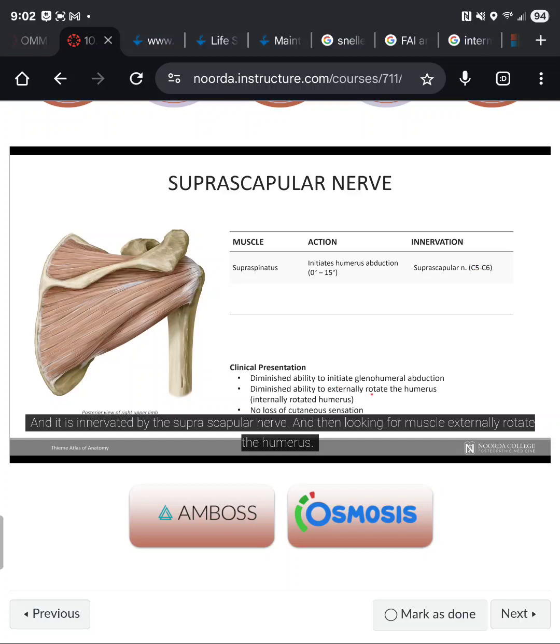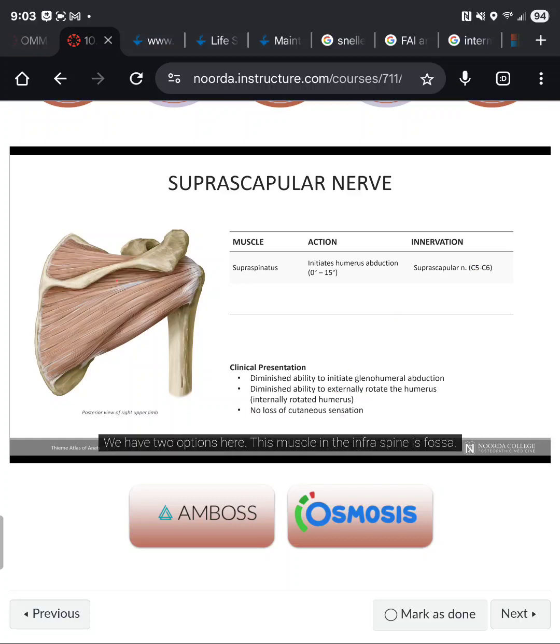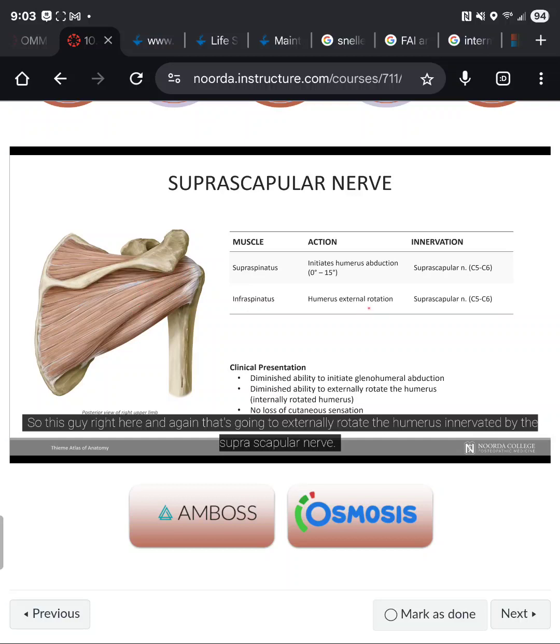And then looking for a muscle that would externally rotate the humerus, we have two options here. This muscle in the infraspinous fossa, if it was to shorten, it would externally rotate the humerus. Same with this smaller, more round muscle that would also externally rotate the humerus. So the one that is innervated by the suprascapular nerve is the infraspinatus muscle, so this guy right here. And again, that's going to externally rotate the humerus, innervated by the suprascapular nerve.